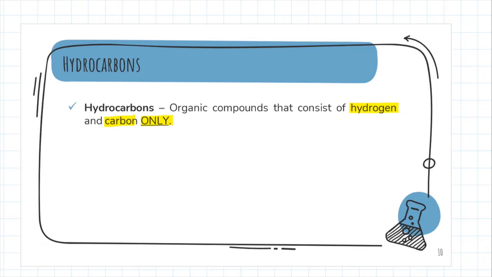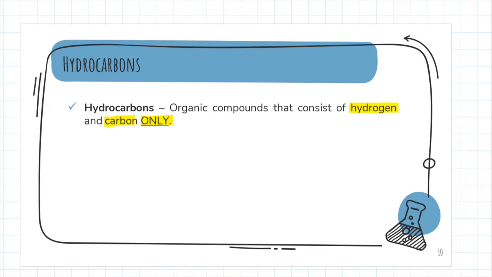So if you watched the previous video, the one that was the introduction to organic chemistry, you would already know that the hydrocarbons include the alkanes, the alkenes, and the alkynes, because these are the homologous series, the groups of organic compounds that only contain hydrogen atoms and carbon atoms. If we look at the haloalkanes, for example, they contain halogen atoms like fluorine, chlorine, bromine, and iodine, and they are therefore not considered hydrocarbons.